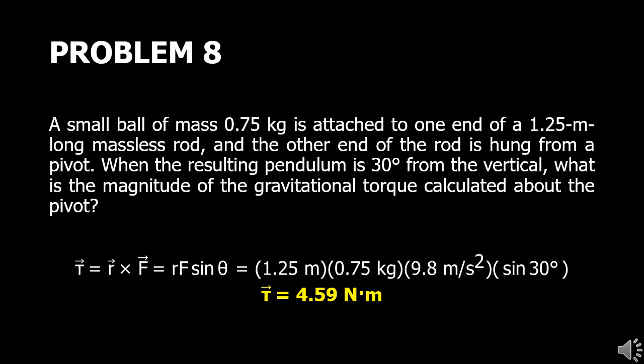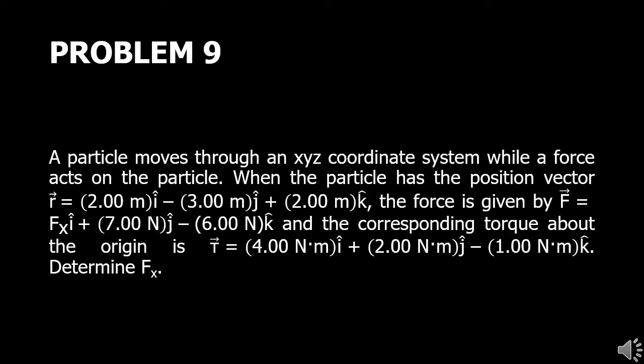And for problem 7, a particle moves through an XYZ coordinate system while a force acts on the particle. When the particle has the position vector given by R equals 2i minus 3j plus 2k, the force is given by F equals Fx i plus 7j minus 6k. And the corresponding torque about the origin, tau, is equal to 4 Newton meter i plus 2 Newton meter j minus 1 Newton meter k. So, ang hinahanap is yung value ng F sub x.